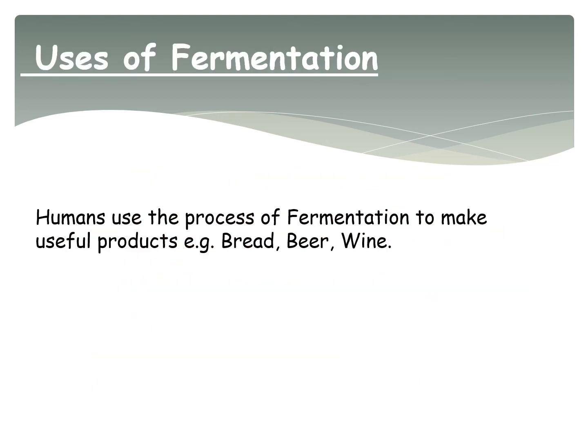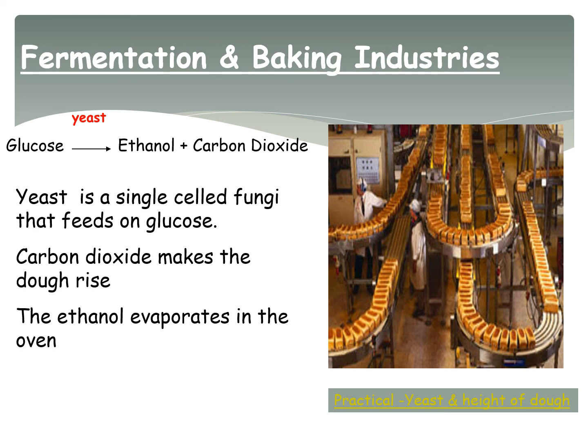So we've got different uses of fermentation. This is more National 4 work than National 5, but it's useful to know anyway. So humans use the process of fermentation to make useful products, e.g. bread, beer, and wine. So we know that fermentation causes in yeast cells the breakdown of glucose into ethanol and carbon dioxide. And yeast is a single-celled fungi that feeds on glucose, and then obviously carbon dioxide bubbles, so it can make dough rise, and then the ethanol would evaporate in the oven.